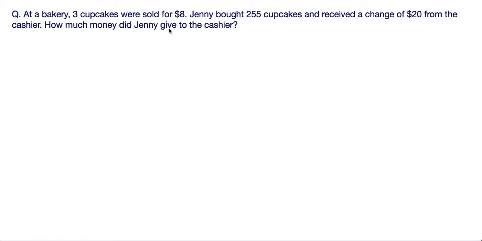Okay, so for this question, what do we have? The first thing we have is 3 cupcakes which were sold for $8. So the first thing we understand from this is that cupcakes were sold in a set. It's not sold individually, like a single cupcake. It is being sold in sets of three. So let's say this is my set 1.